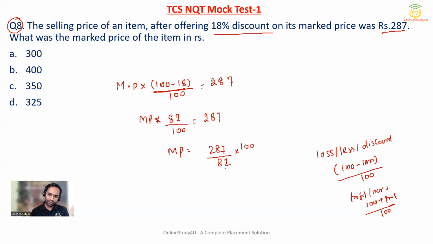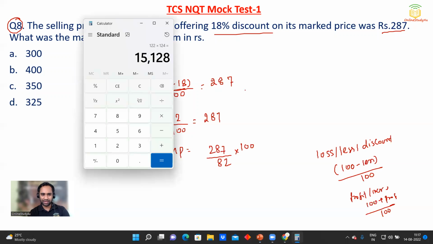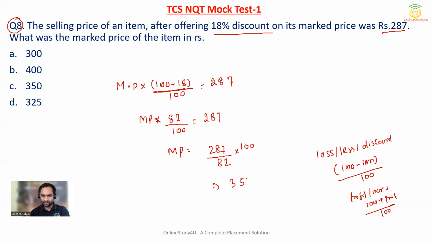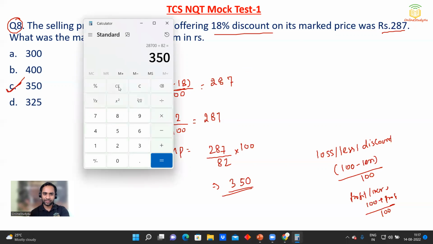So 3 times 3 into 2 is 6, and 3 into 8 is 24. So it will be somewhere around 300. But anyway, a calculator will be there, we will be using the calculator in the exam. So 287 into 100, that means two more zeros, and divided by 82. So divided by 82, that means 350. So 350 is the correct answer, option C. If I'm not wrong, I'll do it once more, 287 divided by 82. So it will be 350.